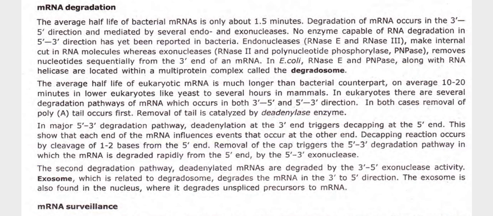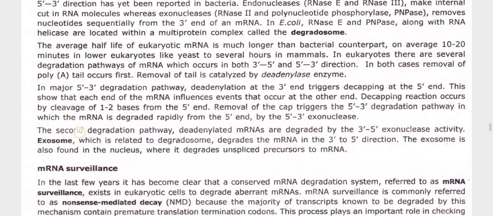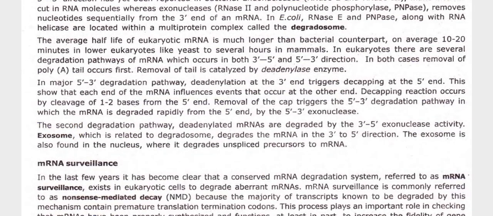In E. coli, RNase E and PNPase, along with an RNA helicase, are located within a multi-protein complex called the degradosome. The average half-life of eukaryotic mRNA is much longer than the bacterial counterpart, on average 10 to 20 minutes in lower eukaryotes like yeast to several hours in mammals. In eukaryotes, there are several degradation pathways of mRNA, which occur in both 3' to 5' and 5' to 3' directions.